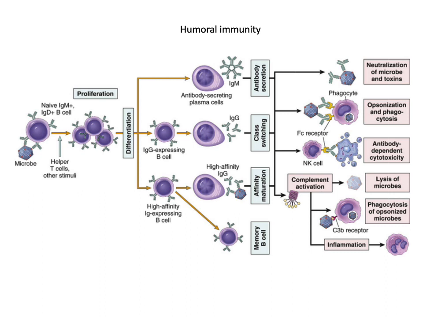Those plasma cells secrete antibody, they will neutralize, they will act as opsonins, and they will facilitate lysis of the organisms. They will facilitate complement activation. However, there is what is known as class switching. So IgM is converted to IgG, okay, etc., etc.